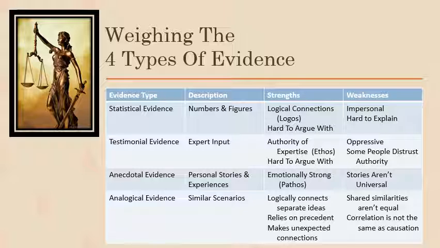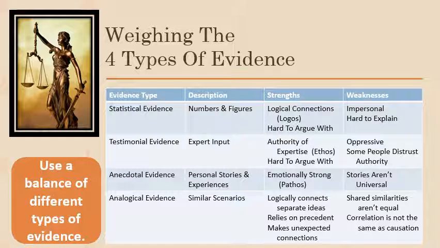Now there's these four different types of evidence that we can draw on. And obviously we can't just rely on one over the other, because just as we found with the rhetorical appeals, everything is stronger when you're trying to combine them. So we really want to make sure that we're using a balance of different types of evidence. We don't want to just use statistical evidence or testimonial evidence or anecdotal evidence, but we want to find that balance that's appropriate so that we're using different types of evidence. And those different types of evidence are really strengthening our overall argument as a whole.